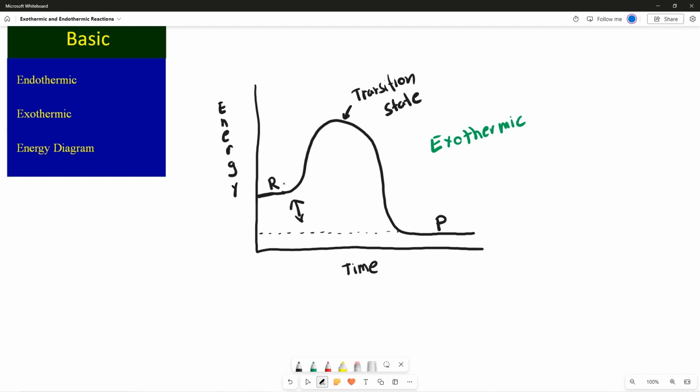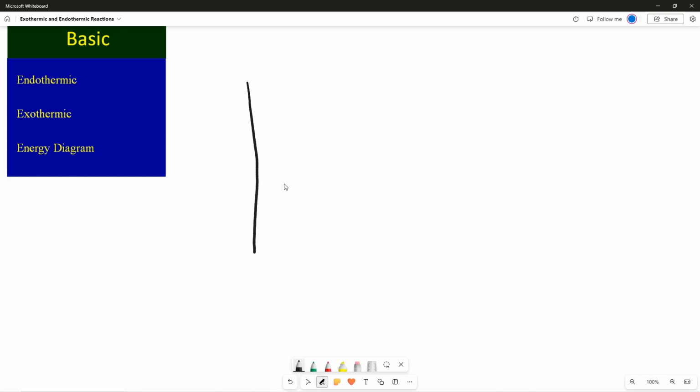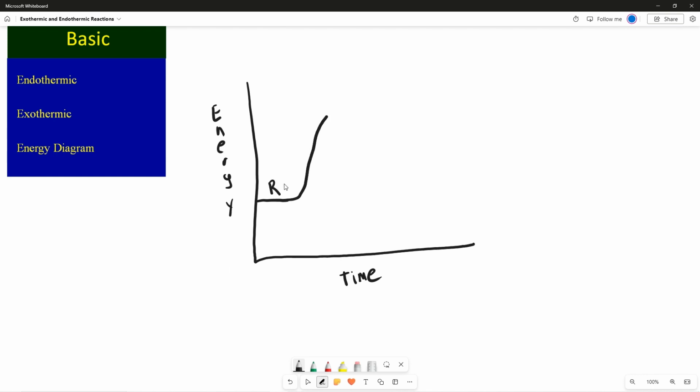Now, if we wanted to take a look at an endothermic reaction, the energy diagram would look a little bit different. Again, you're still going to have your x-axis and your y-axis, with time on the x-axis and energy on the y-axis. We can say our reactants start at basically the same amount of energy. They still have to have some transition state energy, so this is still our transition state.